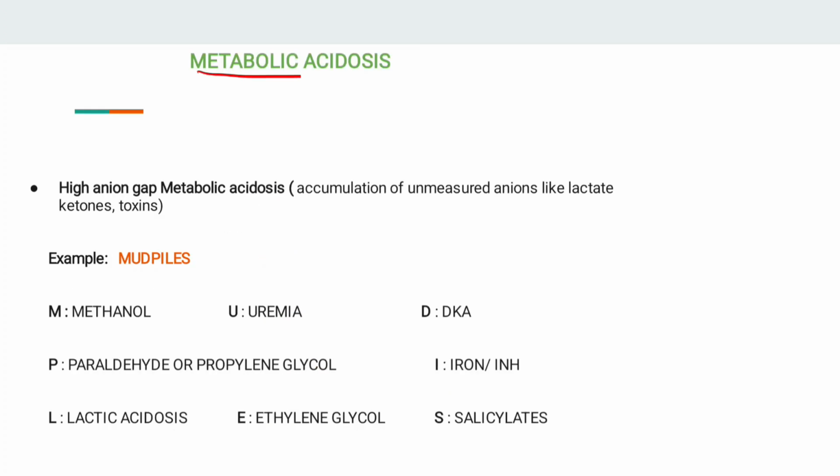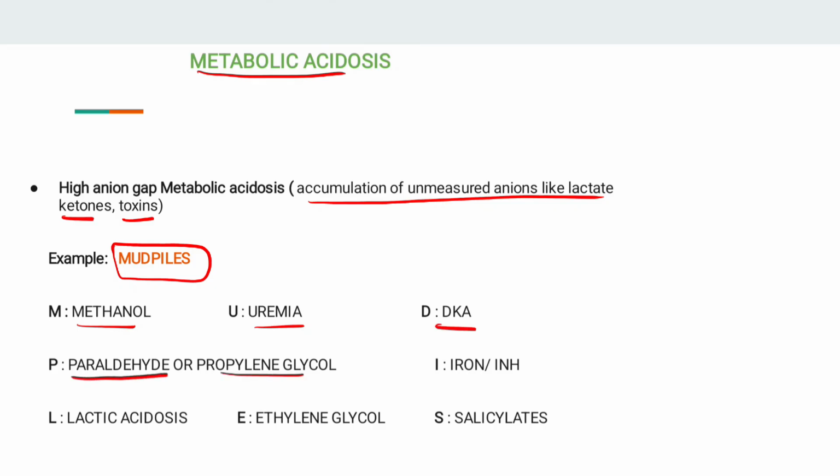So metabolic acidosis has two types: high anion gap metabolic acidosis and normal anion gap metabolic acidosis. High anion gap metabolic acidosis is accumulation of unmeasured anions like lactate, ketones and toxins. We have a mnemonic for this. It is MUDPILES: M for methanol, U for uremia, D for DKA, P for paraldehyde and propylene glycol, I for iron and isoniazid, L for lactic acidosis, E for ethylene glycol, and S for salicylates.